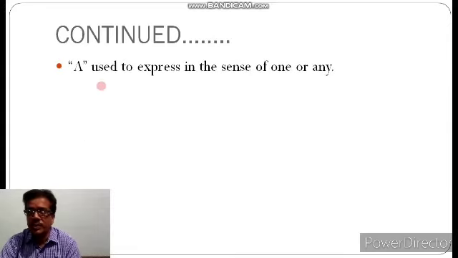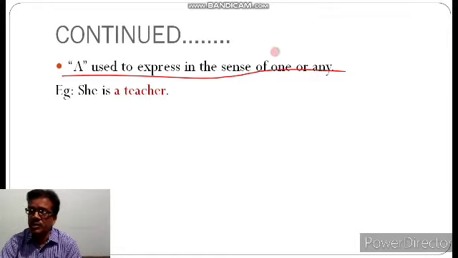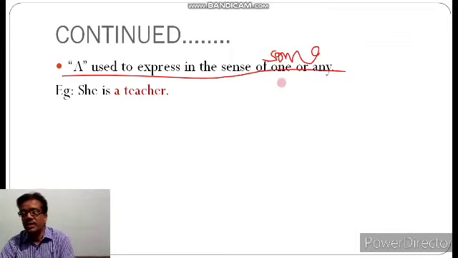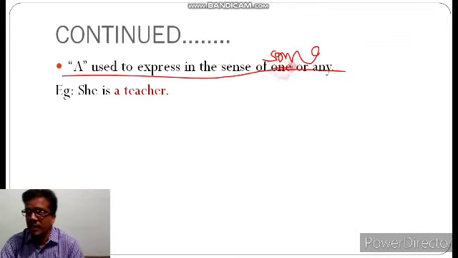After that, we are going to know where a is used. A is used to express the sense of some or any. That means when we have to express about some or any, then we use a. Look at this example: she is a teacher. Teacher may be any person, some person, so we have used a here.